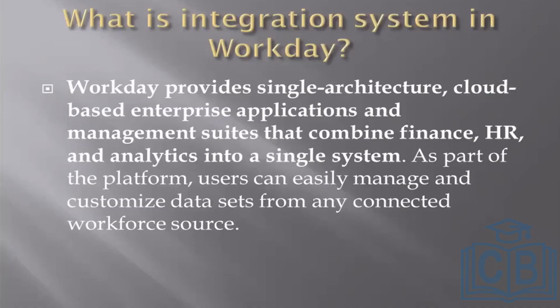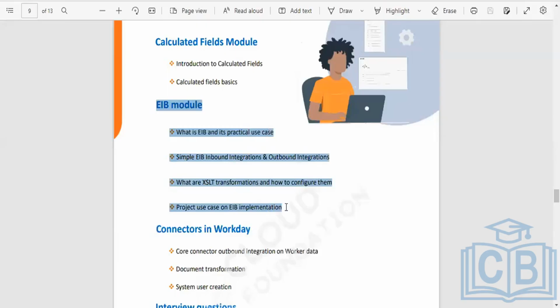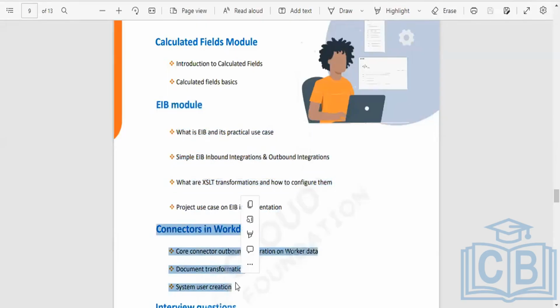In the first concept, we are going to understand how to integrate the organization data to the cloud in the complete EIB module related to the organization and client. And in the second and third sectors, we are going to understand how to use connectors in Workday related to integration, cloud data related activities, document transformation and system user creation related activities.